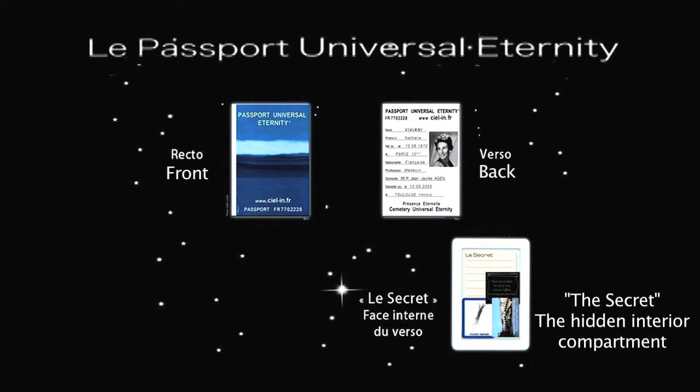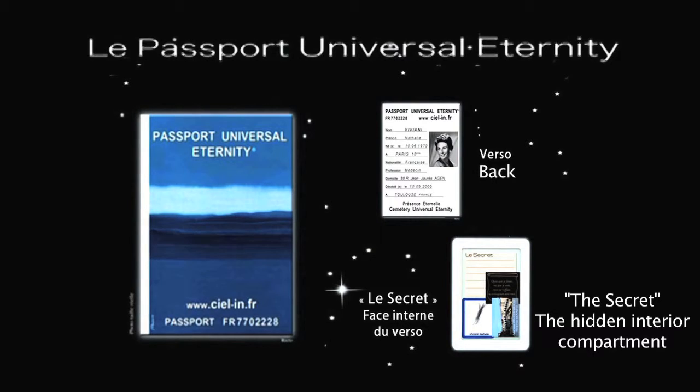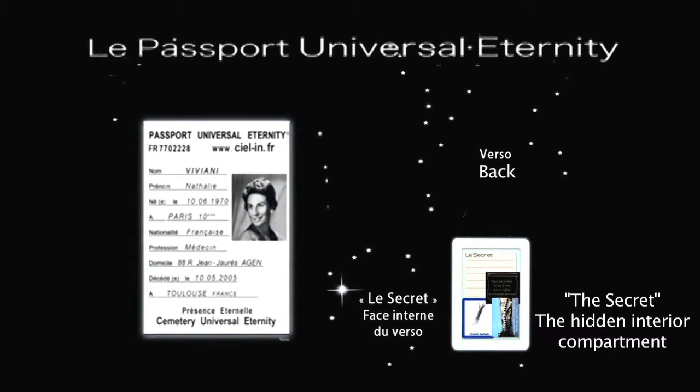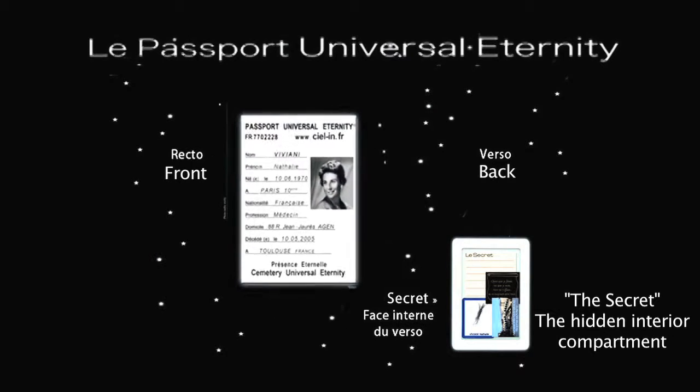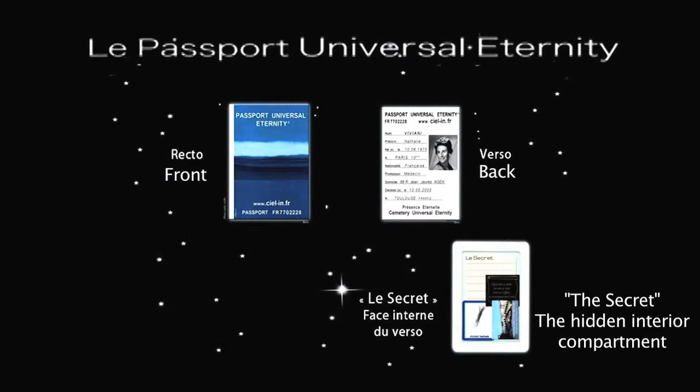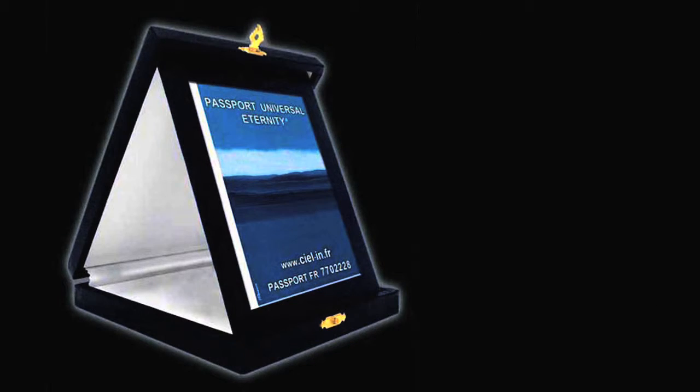Allow me to illustrate the various features of the Passport Universal Eternity: the front, component number 2, the back, component number 3, incorporating an identification card and a hidden interior compartment where the family can keep the most intimate mementos of the deceased. Component number 1 will accompany the deceased in the casket or in the ashes container on the day of death, during the funeral ceremony, and for eternity.